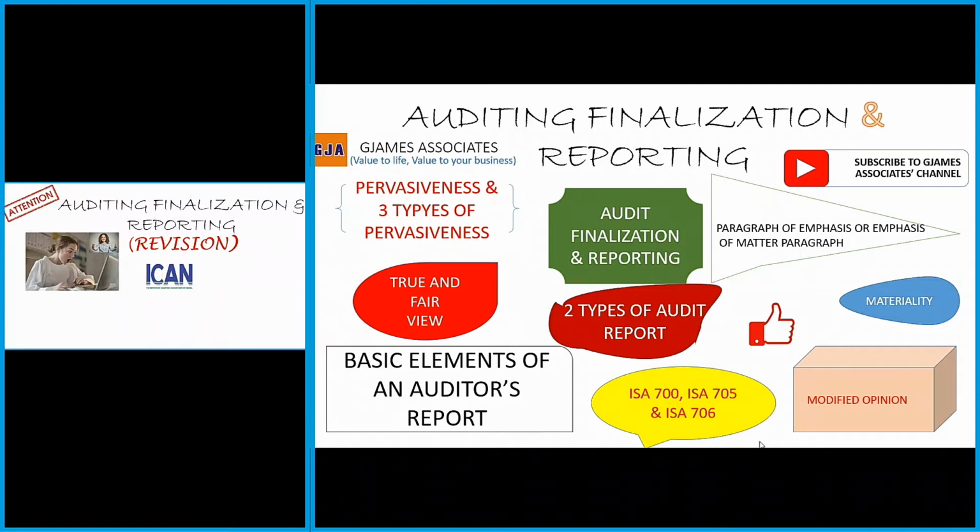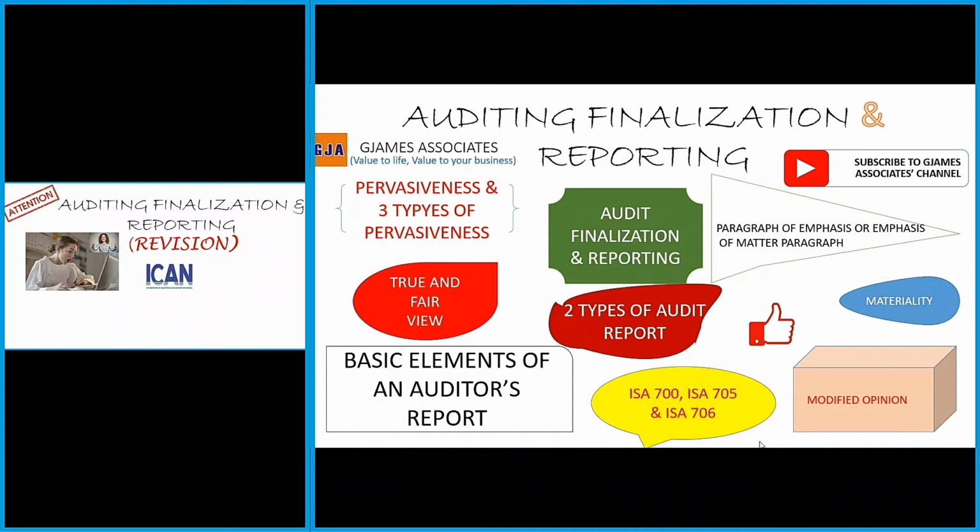Here now we are talking about the general effect on the financial statements of a single item, of an error or errors when compiled together. How spread abroad is it as a whole on the financials? And when we're talking about pervasiveness, we'll be looking at it from three perspectives.